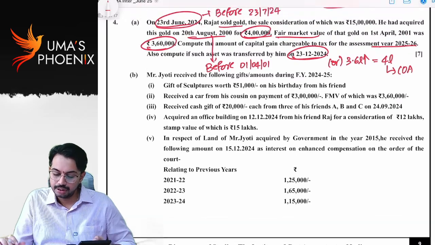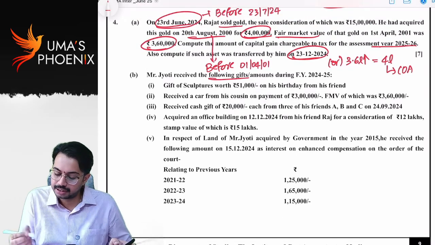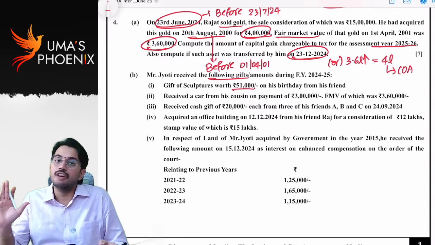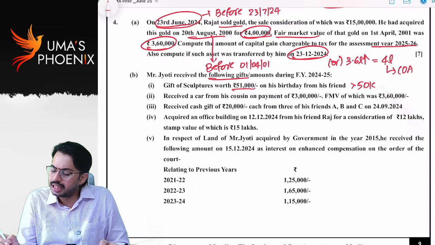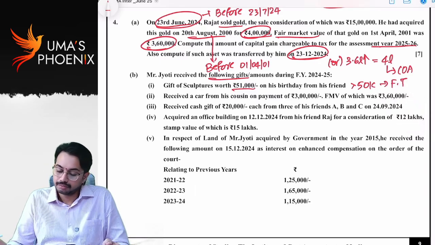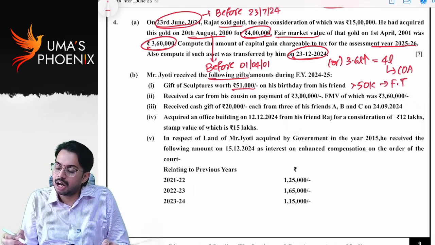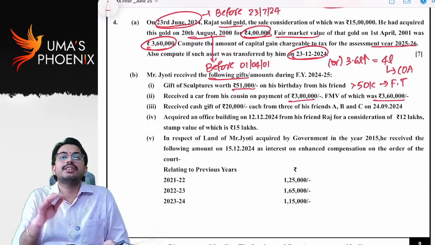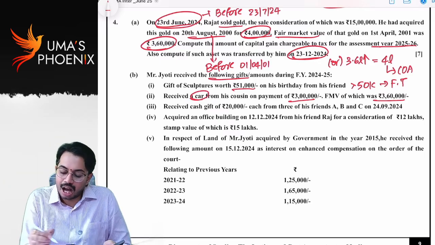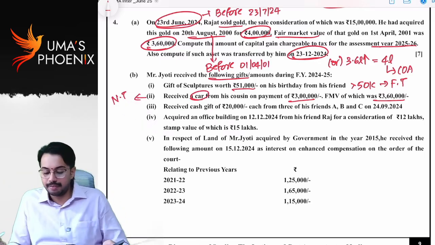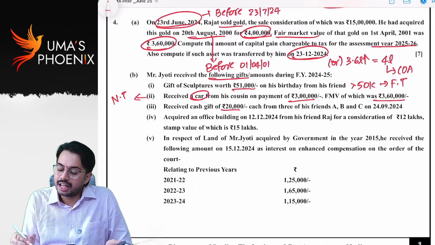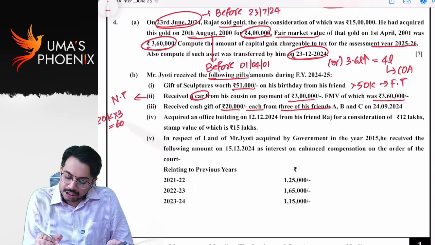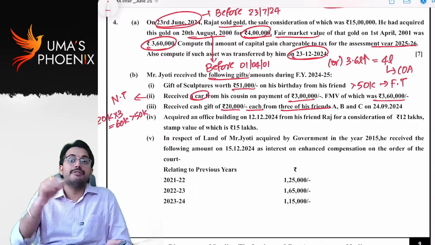Okay. Mr. Jyoti received following gifts. Gift of sculpture worth 51,000. Sculpture falls under the definition of property. It is greater than 50,000. So it is fully taxable. Received a car from his cousin on payment of 3 lakhs. Fair market value 3,60,000. First of all, car is not a movable property. So whatever the car that is received, that is not taxable. Received cash gift of 20,000 each from 3 of his friends. 20,000 into 3. How much? 60,000 greater than 50,000. Fully taxable.